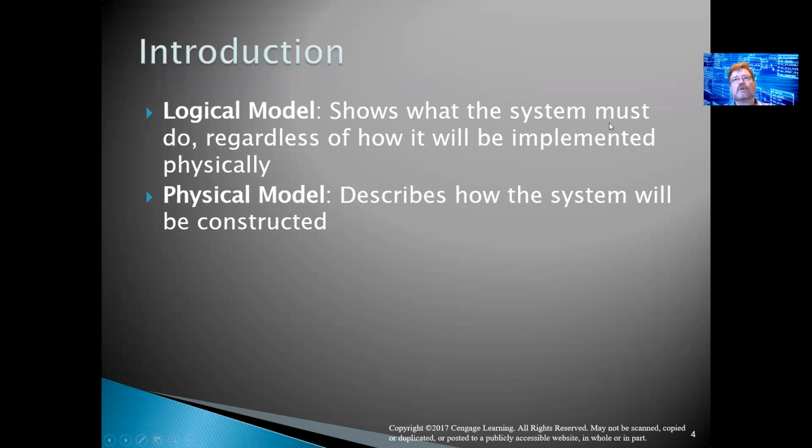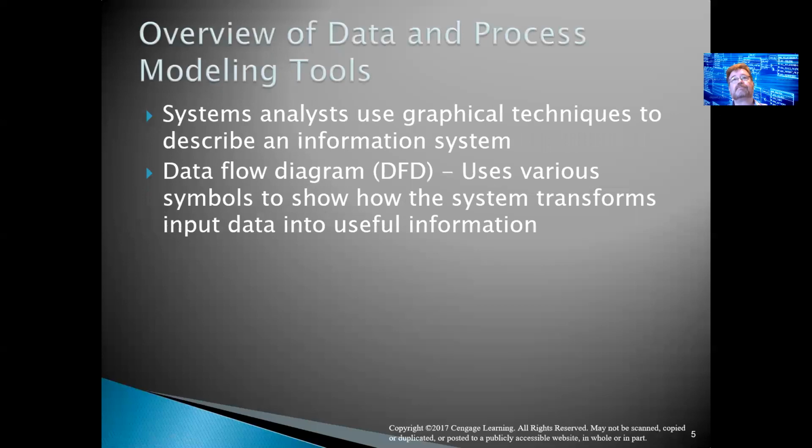All right, so we're going to be here at the logical model. This is basically showing what the system must do, not how it'll do it. And that's the difference between logical and physical. So at this point, we don't even know if we're going to use computers. We just want to know what should the system do? And then when we hit the physical model, which is effectively the next phase, the system design phase, that's when we'll talk about how it's actually constructed.